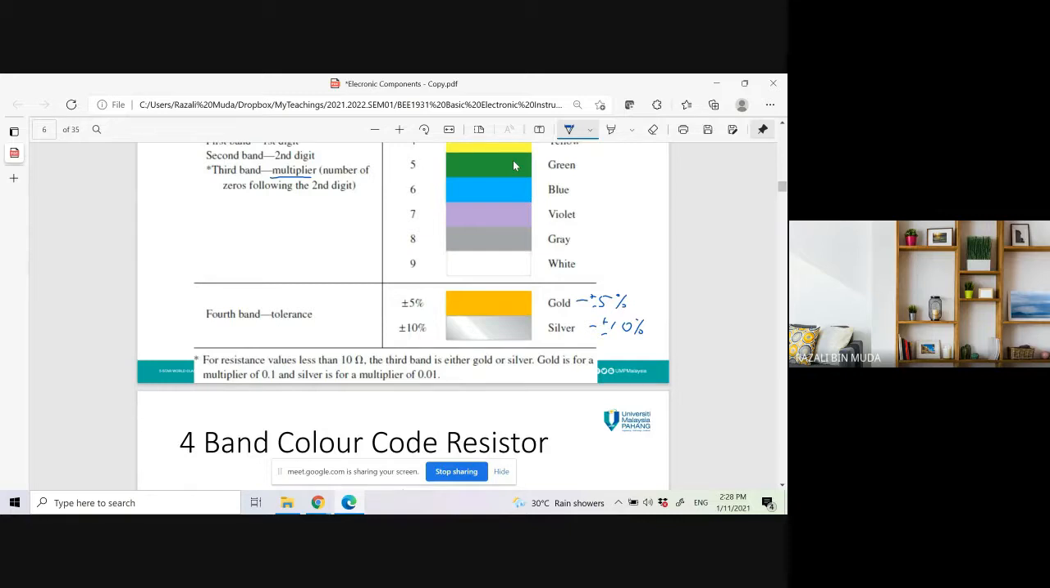For resistance value less than 10 ohm, which is very small, the third band is either gold or silver. Gold is for a multiplier of 0.1 and silver is for a multiplier of 0.01. This is for the rare resistors, 10 ohm is very small. Don't forget.